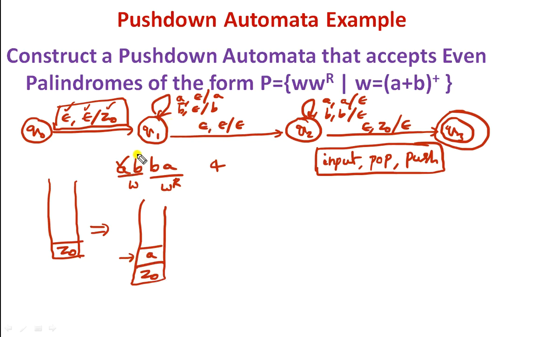Next, after that, we need to traverse symbol B. Still the state is Q1 itself. Q1 on symbol B, what is the transition? Epsilon, B. Epsilon means the symbol to be popped, B means the symbol to be pushed. So epsilon means nothing is popped, B means push the symbol B into the stack. So now the current status of the stack is Z0, A and B. B is the top of the stack.